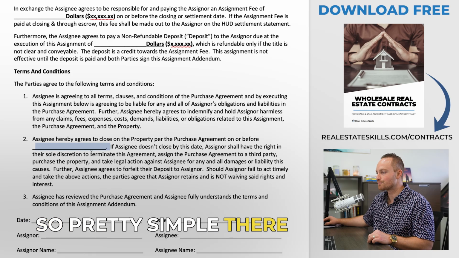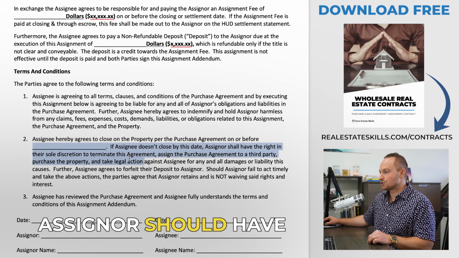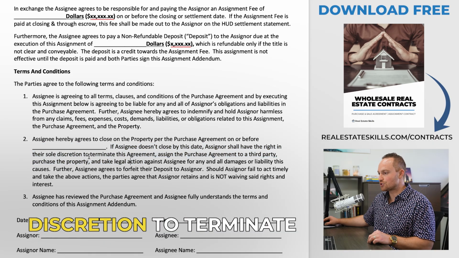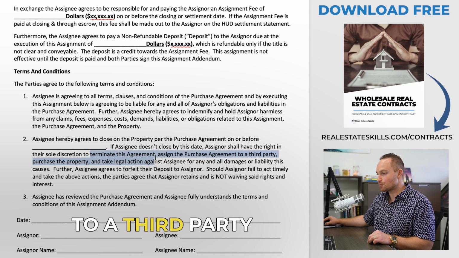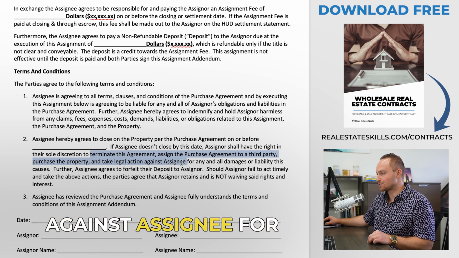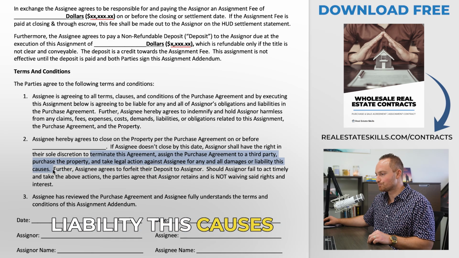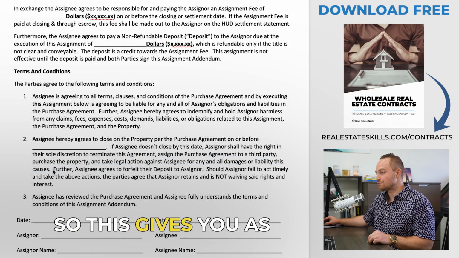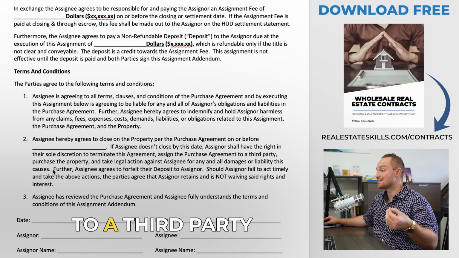So pretty simple there. If assignee doesn't close by this date, assignor should have the right in their sole discretion to terminate this agreement, assign the purchase agreement to a third party, purchase the property, and take legal action against assignee for any and all damages or liability this causes. Okay? So this gives you as the wholesaler the right to reassign this property to a third party.